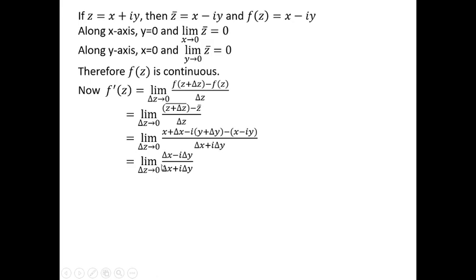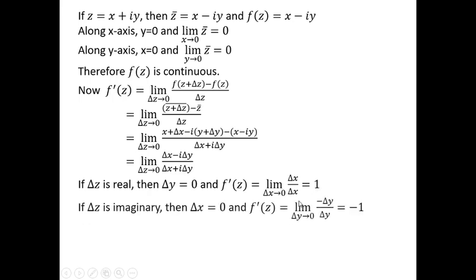Again, here we see two cases, one along the x-axis and the other along the y-axis. If delta z is real, means along the x-axis, then delta y is equal to what? 0. Therefore, delta x tends to 0. Limit delta x tends to 0 of delta x divided by delta x, because here delta y is 0. Substitute delta y value 0. Delta x by delta x is 1.